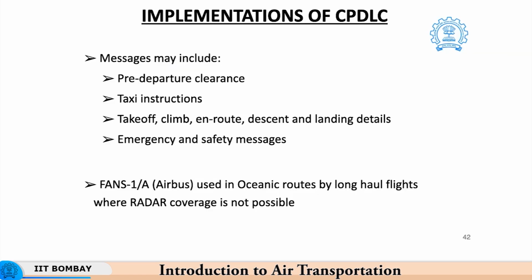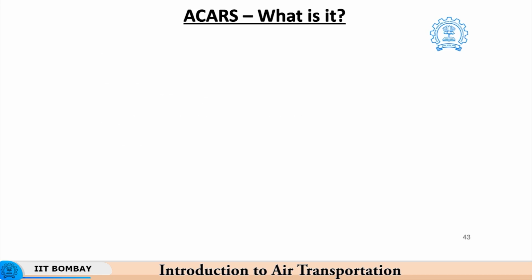One of the examples related to this type of technique is called the FANS-A. This is basically a short form of Future Air Navigation System. This is a particular system that is being implemented on the Airbus and is used comprehensively for many oceanic routes, as well as oceanic bound routes which are long haul, and where radar coverage is not possible to carry out the particular CNS operations.